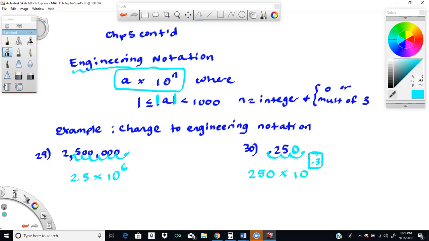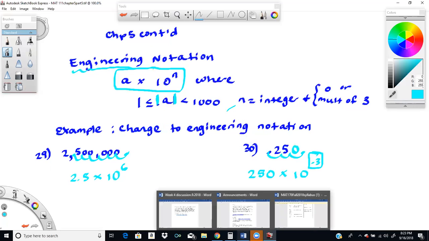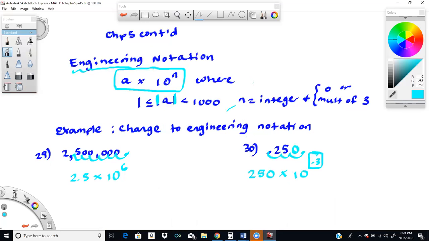So you see that? That's dealing with engineering notation. Similar to scientific, but it has its own form. A is between 1 and 1,000, but the n has to be either 0 or a multiple of 3, divisible by 3. 3 can go into a negative also, so it can be negative or positive.